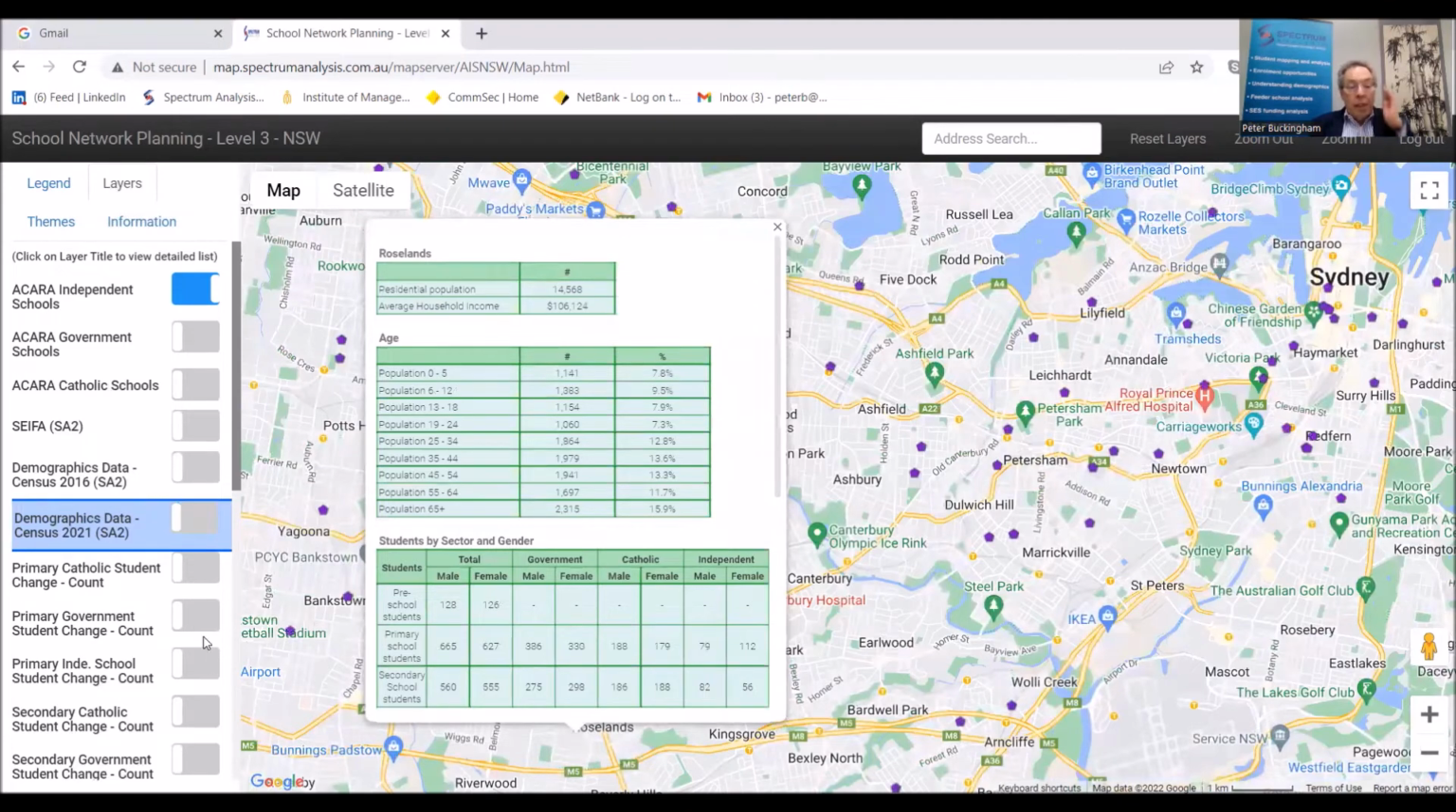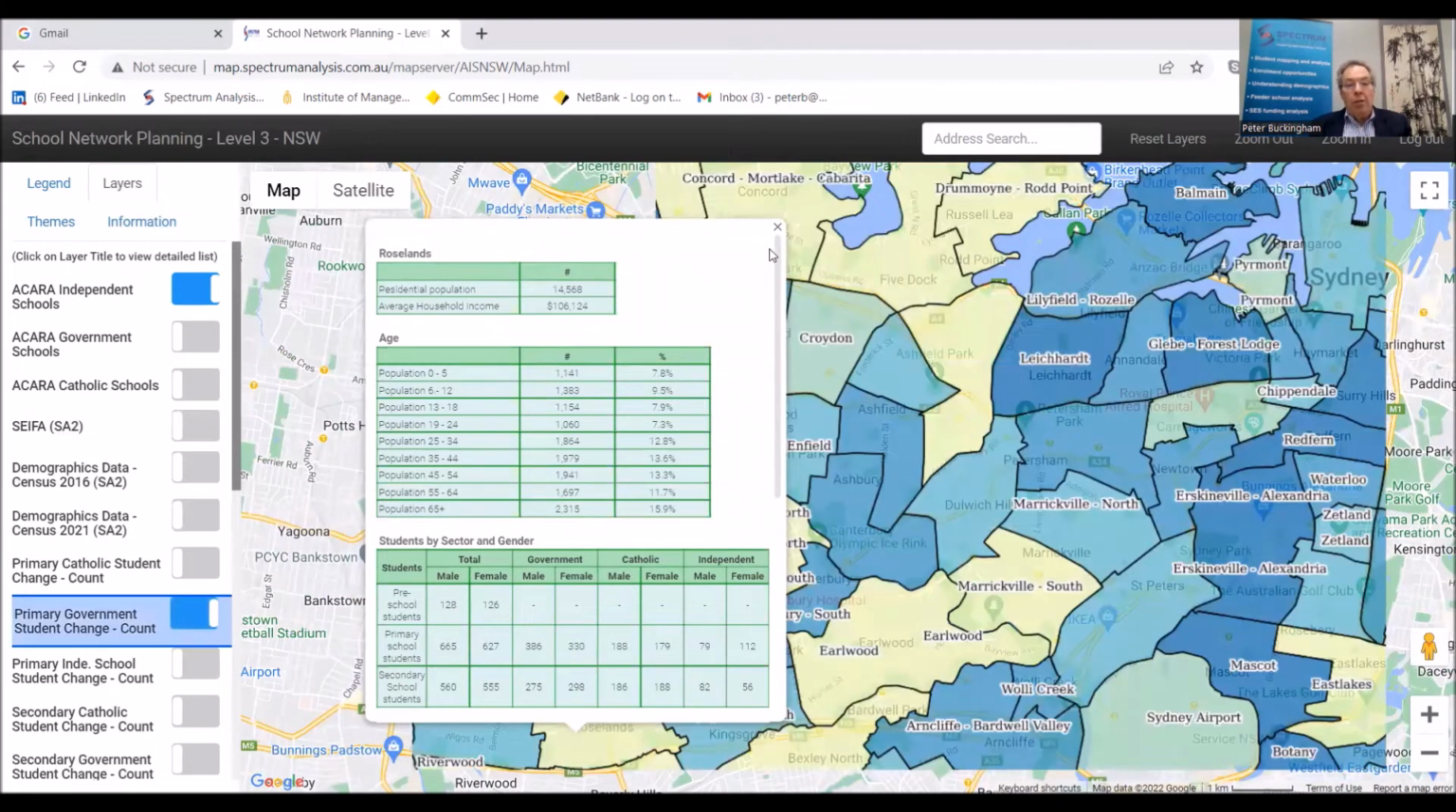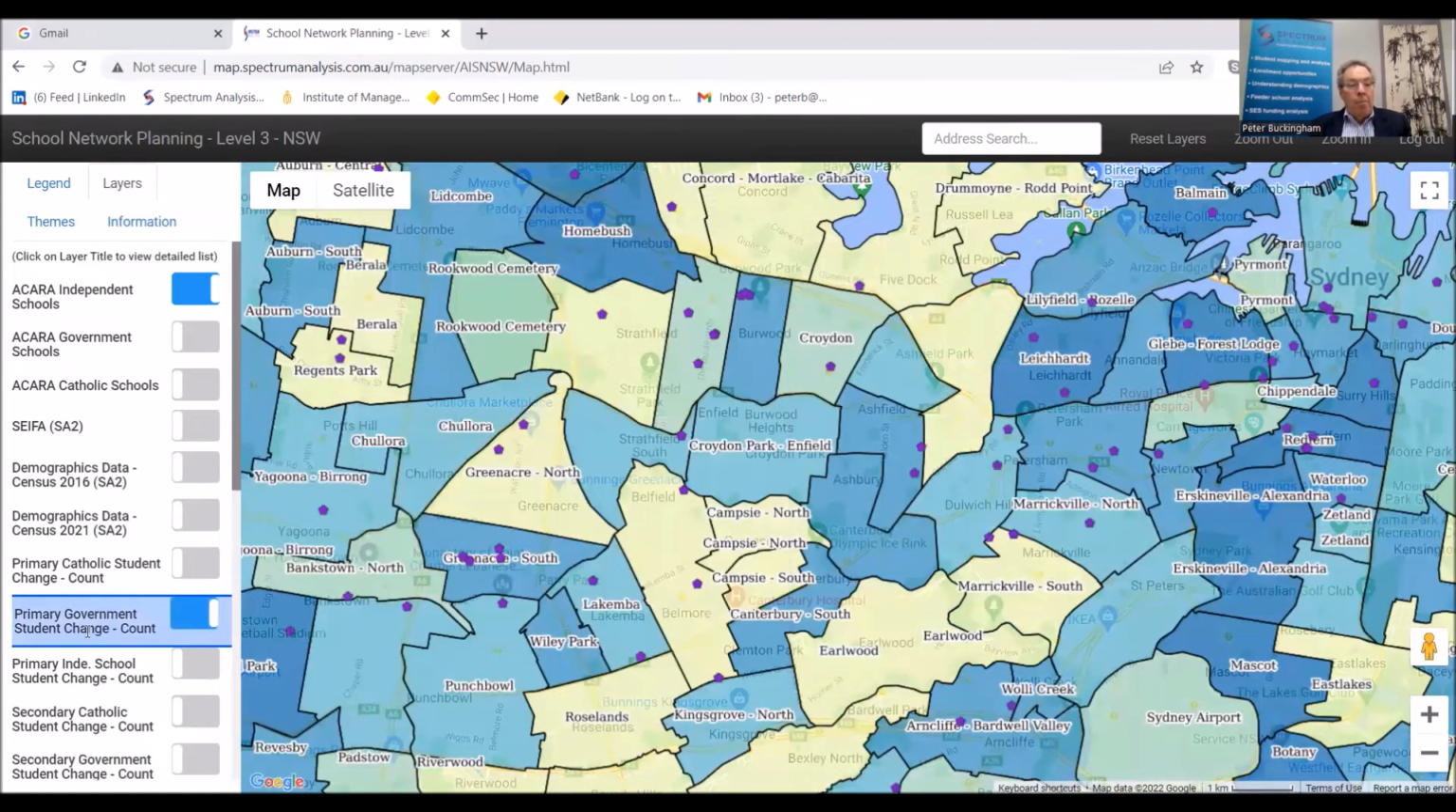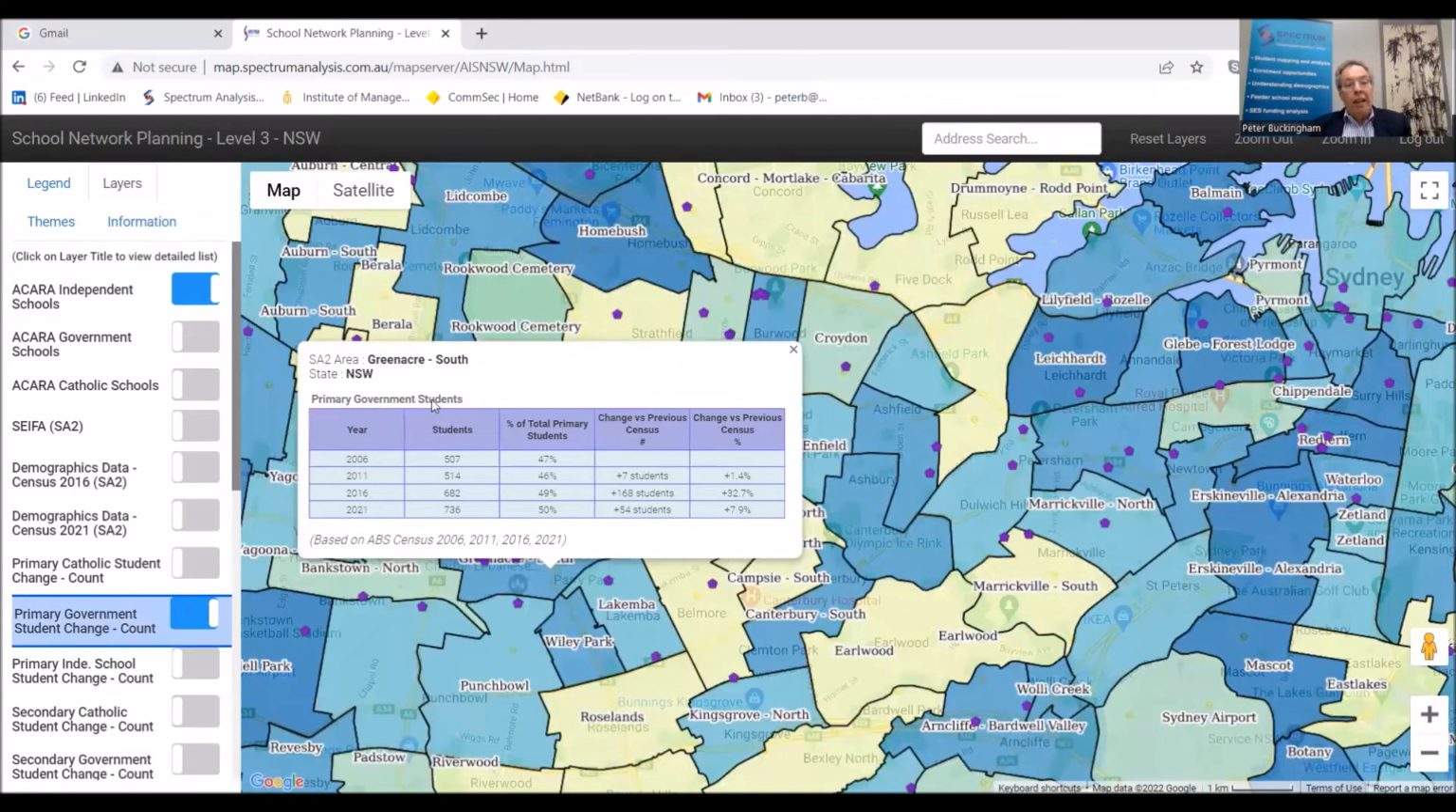Okay, the next part I want to touch is what has happened over the years, call it a longitudinal look at an area. So what we're doing here, I'm right now looking at primary government students. In 2006, how many are in the area? 2011, 1621. And what does this represent as a percentage of total primary students at each of those points in time? And how has this grown over time?